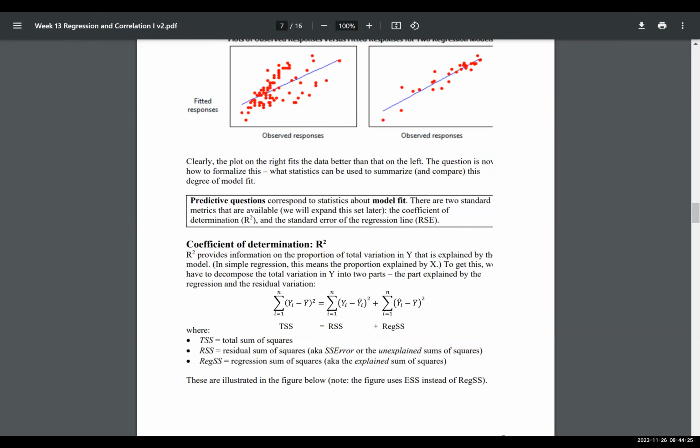So one second to switch my share screen. Okay. Okay, so I'm going to just use this and refer to this. I thought I could copy and paste this, but I guess I can't here.